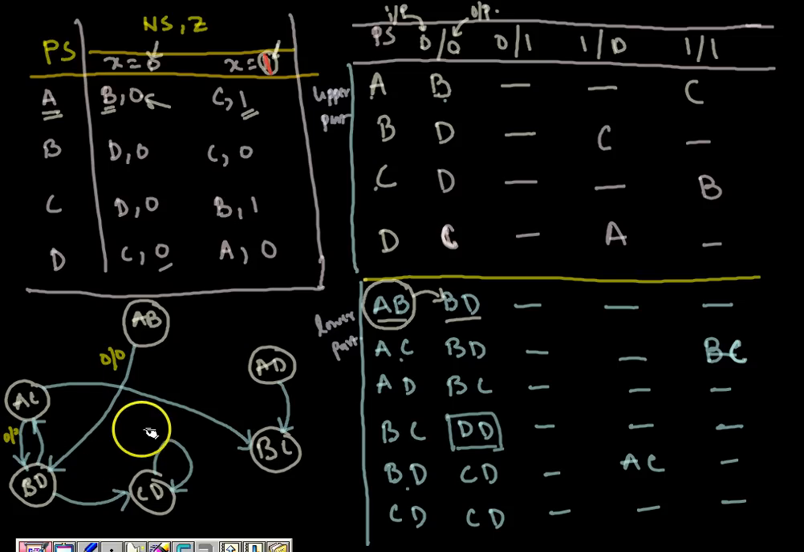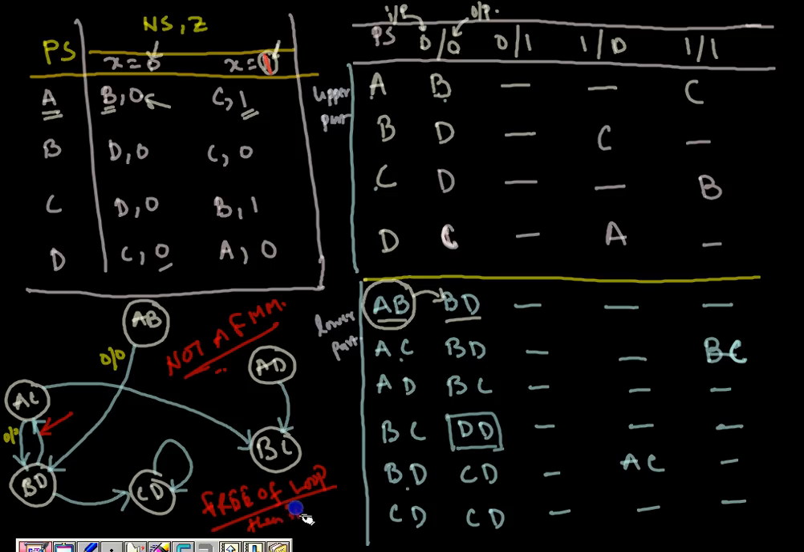Now if the testing graph contains any loop, then the given finite state machine is not a finite memory machine. Now here we see that it contains a loop, AC BD and BD AC, so it's not a finite memory machine. If the testing graph is free of loop, then it is a finite memory machine.